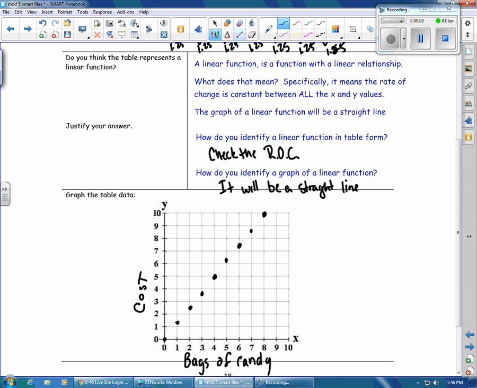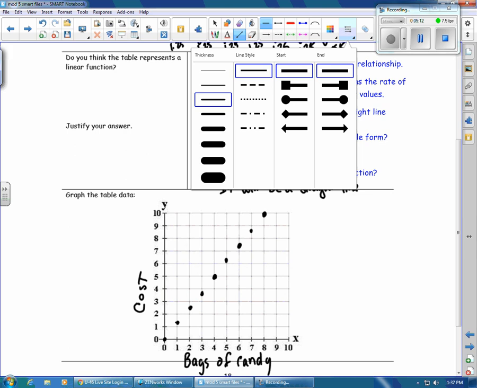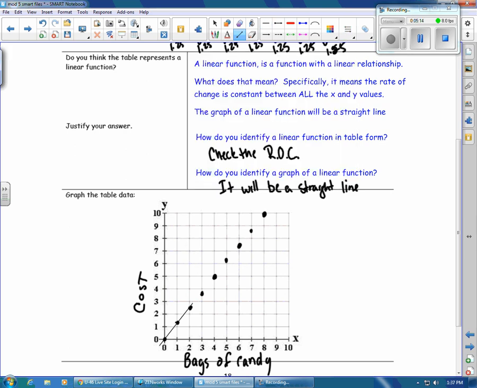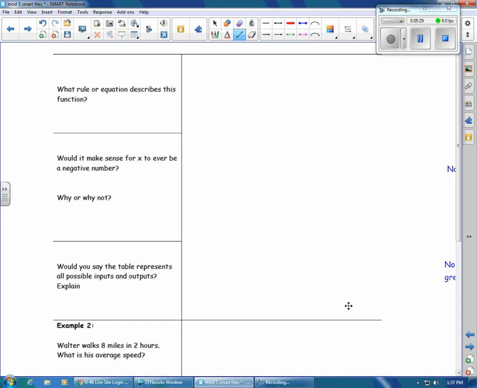So when I use a straight edge and connect these points, it should all be on a straight line. And it is. It looks like some of the points are off a little bit, but that's because I wasn't being exactly precise with my half measurements, but it is going up in a straight line. So next they're asking what equation or rule describes the function. So y is going to be our total cost.